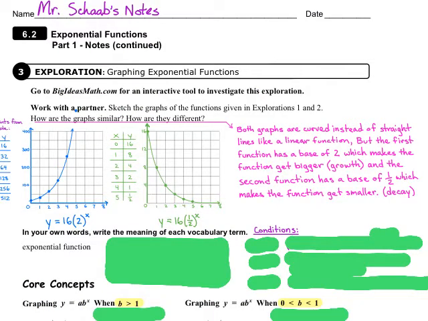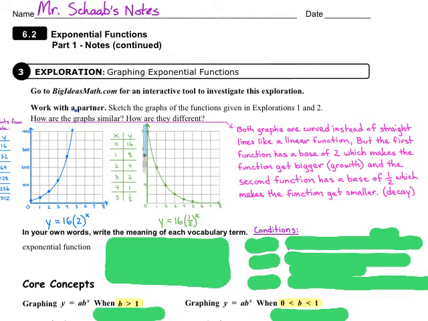So now let's compare. All right, so the question asks us, how are the graphs similar? How are they different? Okay, so I know it's a lot of writing, but remember, these are my notes. This is how I teach you about this stuff. So hang in there with me. All right, what I said was both graphs are curved instead of straight lines like a linear function. All right, so that's how they're similar.